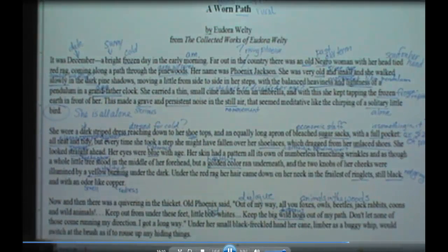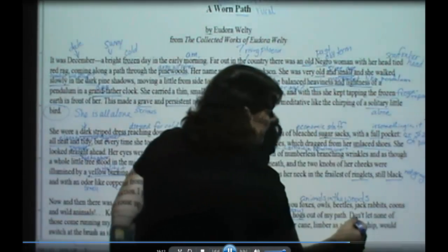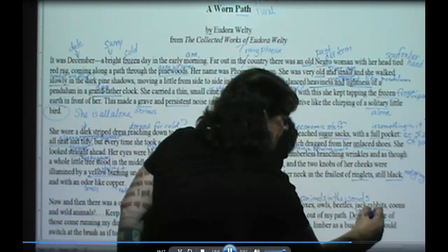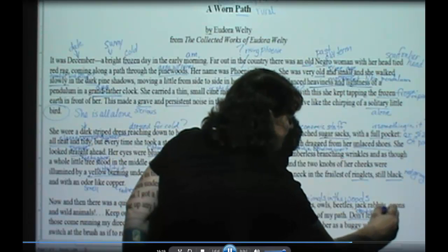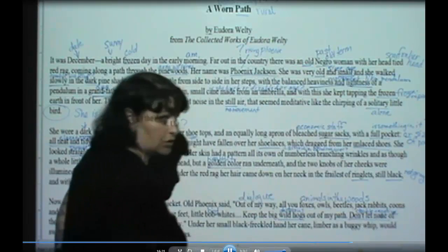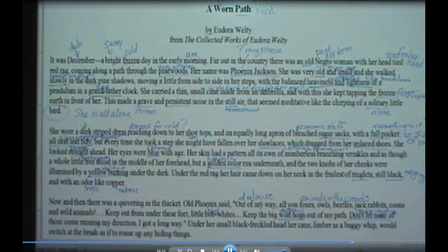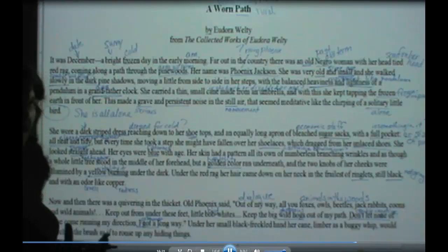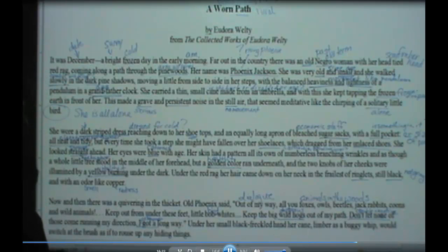Don't let none of those come running my way. We have a double negative here. So we're starting to look at the language that Phoenix uses and what that might say about her. That can help give us some more clues about where the story might be taking place. I've got a long way. So we have another little grammar issue here. Now that comes into what we call diction, is how language is used, the words we use.